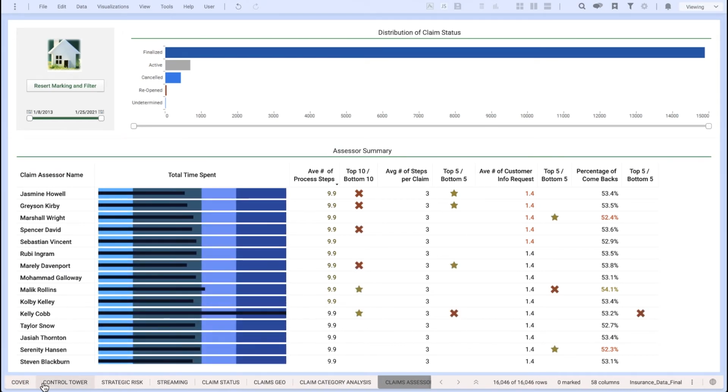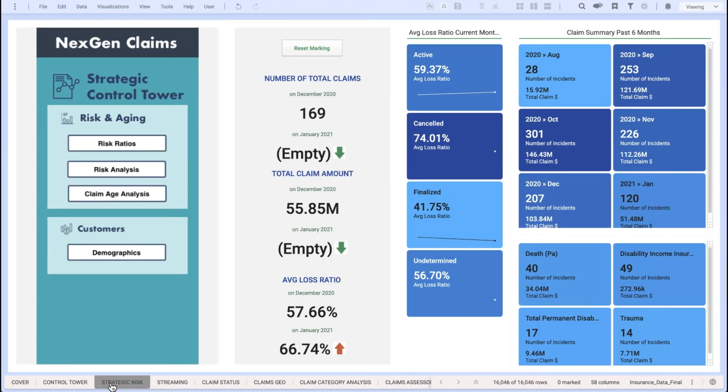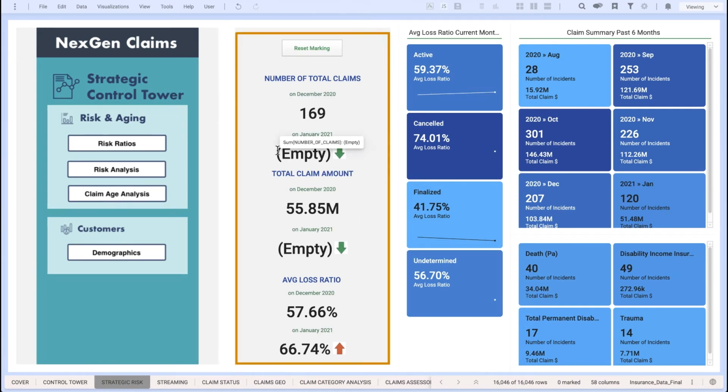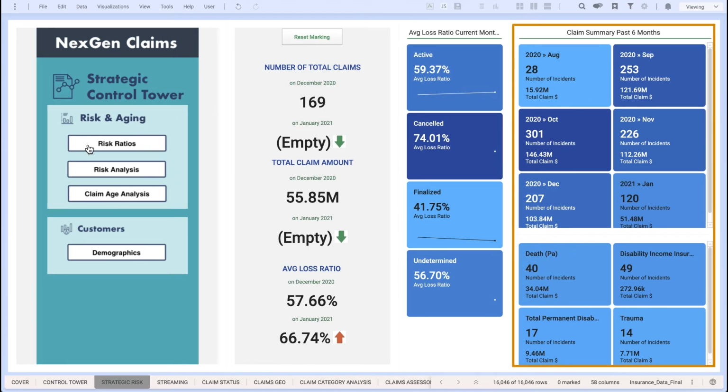Now I'm going to keep going. I'm going to jump across to the control tower that we created for the strategic side, which is really designed for the chief claim officer. Here we get an at-a-glance view of what's happening. So the total number of claims, what's happening with the trends, what's happening with my loss ratio. I can see that it's actually going up, which is not necessarily good news, and I could understand why. So I've got more information here about the loss ratio by their current status, what's happening over the last 6 months, and so on. And I can start to drill into it even more.